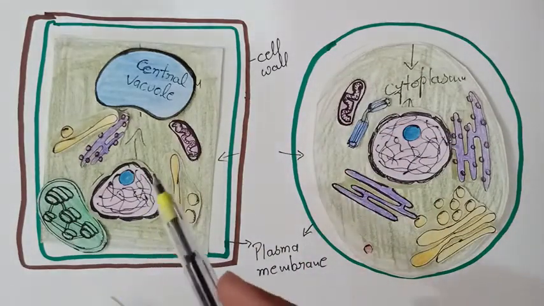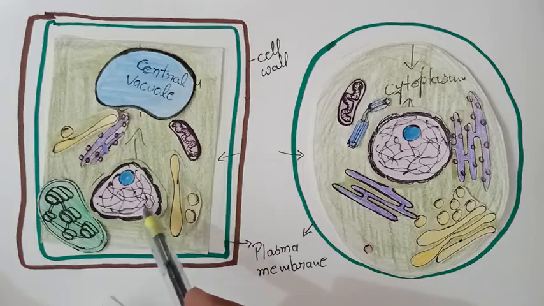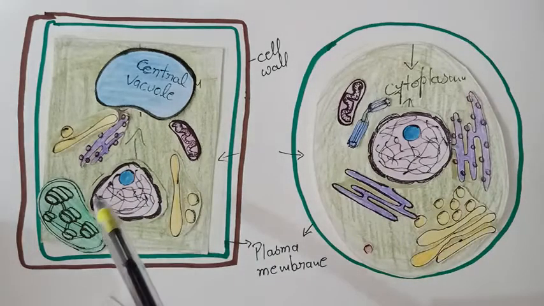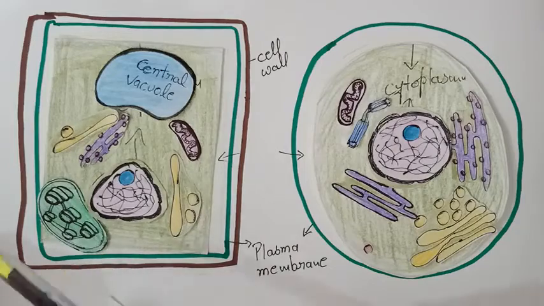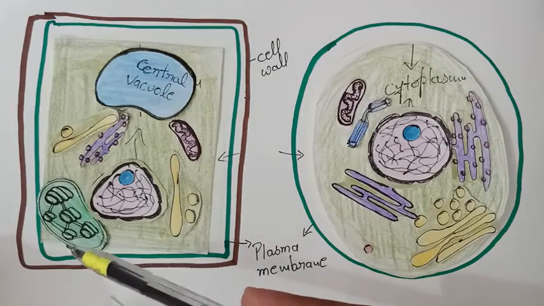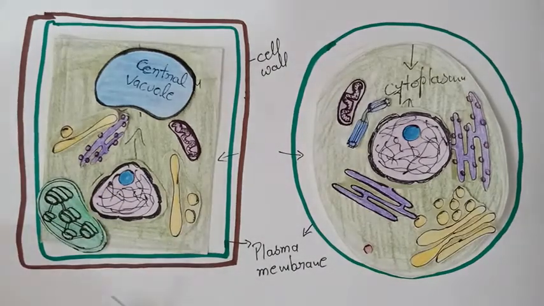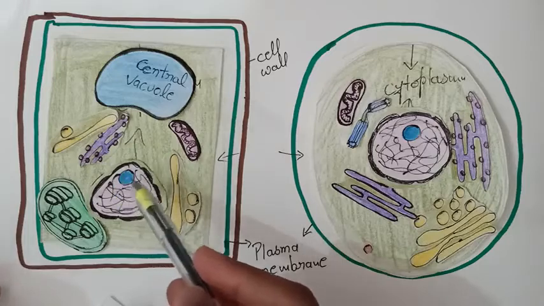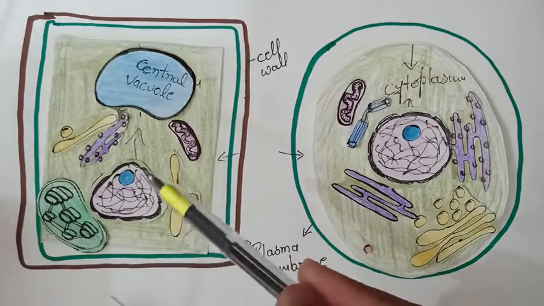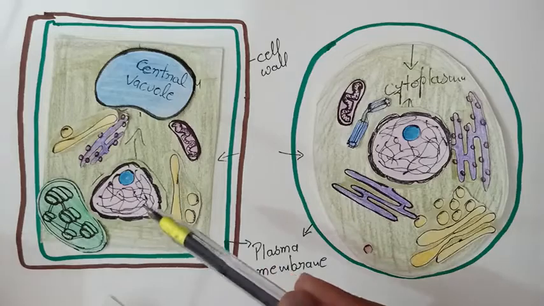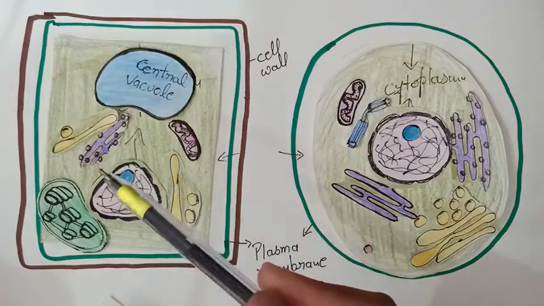Okay, now this structure contains some thread-like structures. These thread-like structures are known as chromatin reticulum. At a time of cell division, they develop into the chromosomes. It also contains a small ball-like structure. This small ball-like structure is known as nucleolus.